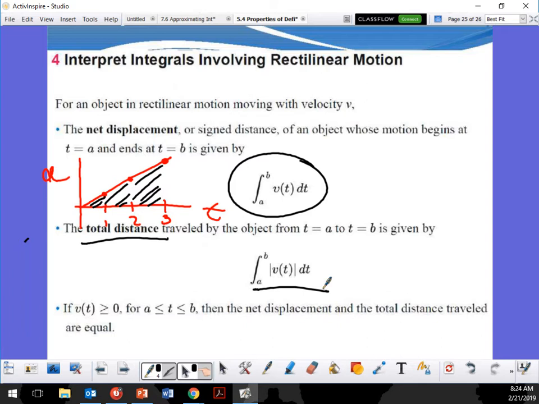So, if velocity v of t is greater than 0 for t between a and b, then the net displacement and total distance traveled are equal.